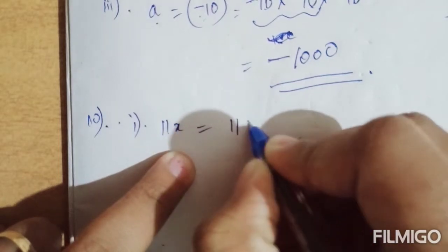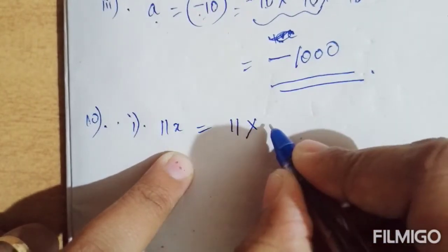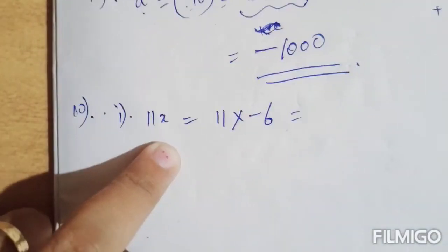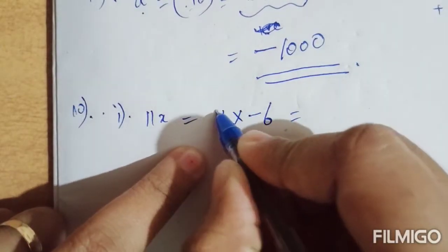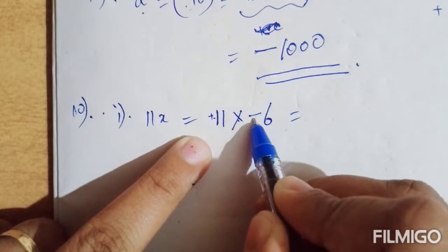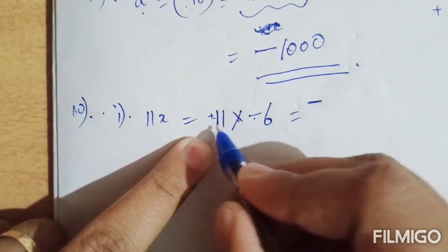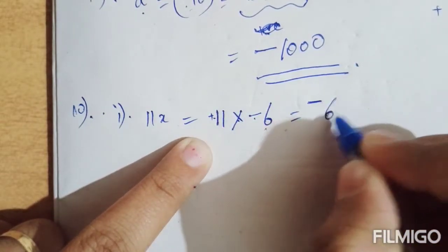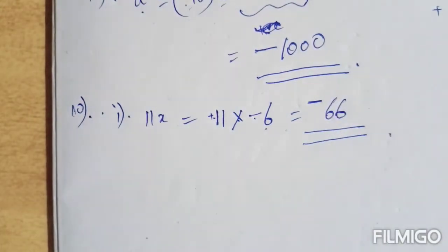So 11 into x value, it is given minus 6. 11 into minus 6, that is 11 means it is positive 11. Positive into negative it is negative. 11 into 6 it is 66. So minus 66 will be the answer.